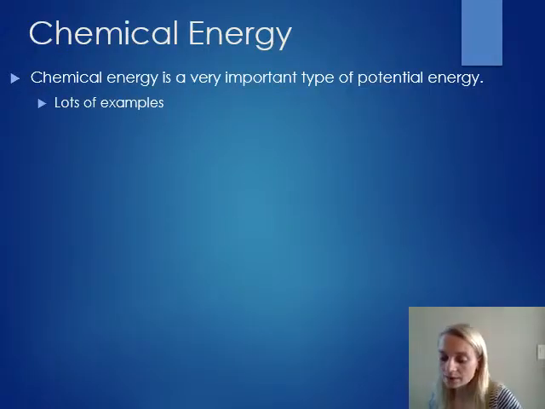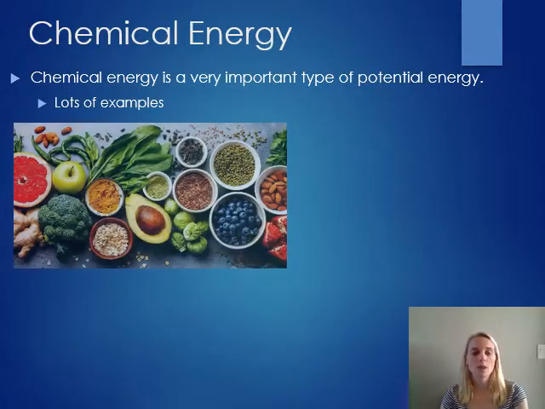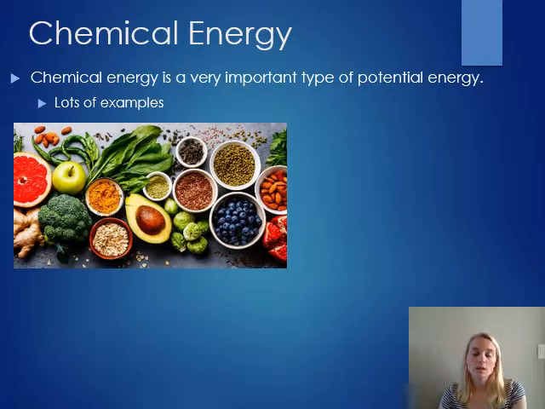Okay, so let's take a look at how some of this potential energy can be stored. One of the main ways we're going to look at is chemical energy. It's a very important type of potential energy in cells. Let's look at some examples, and you are probably familiar with this, you just may not know it's called potential chemical energy. So, the food that you eat.